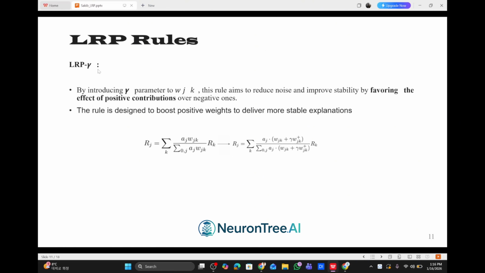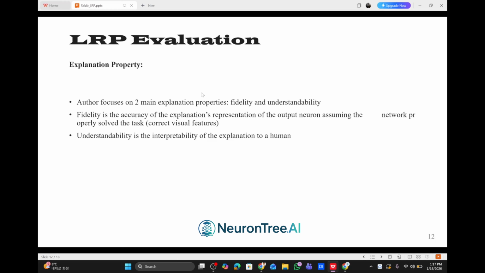And this is another rule, which is LRP gamma. Here it introduces this term to wjk. It favors the effect of positive contributions over negative ones. This rule was mainly proposed to boost positive weights so that it can give more stable explanations. So here it just adds this parameter to wjk to boost the positive contribution over the negative ones. And now let me talk about LRP evaluation.